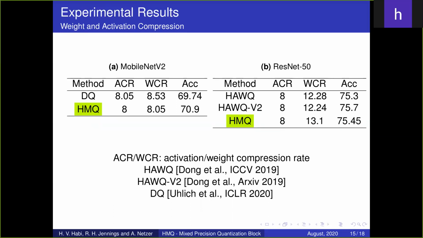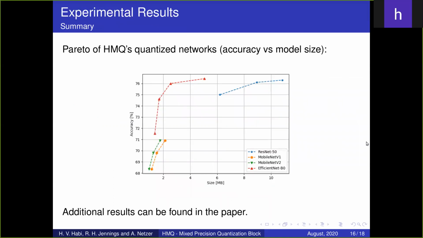Here we show a comparison with DQ, AJWQ, and AJWQ V2, where both activation and weights are quantized. We show competitive results despite the restriction to a hardware-friendly quantization scheme of our method. Finally, we show a Pareto frontier of all the networks that we quantized in this work. The x-axis is the model size in megabytes, and the y-axis is the model accuracy. Additional results can be found in the paper.